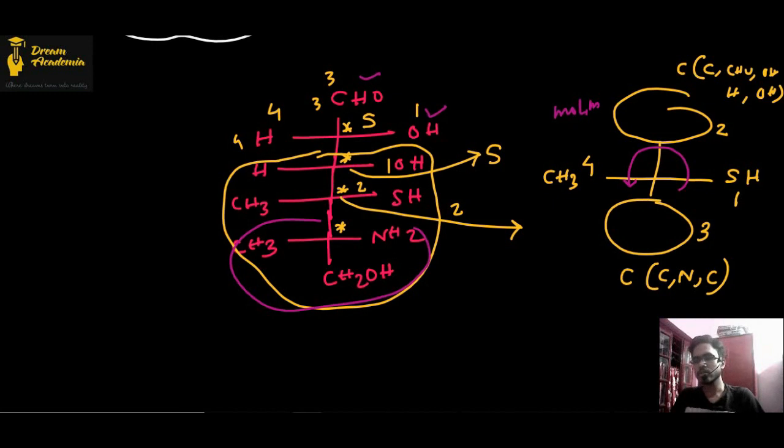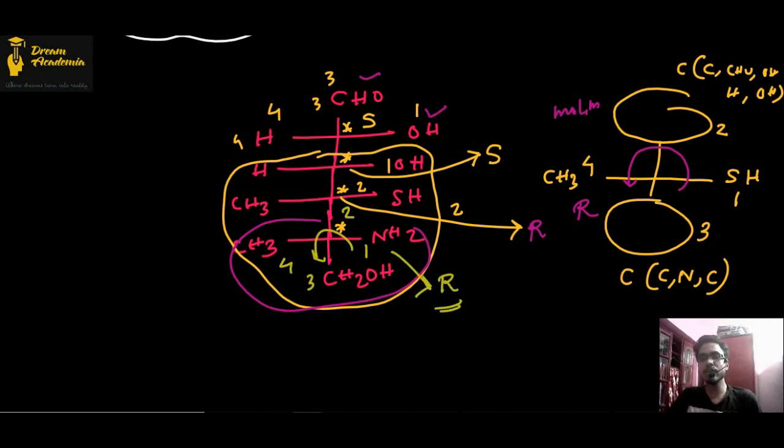So if you do it this way, you will get anti-clockwise rotation, which means S, but the lowest priority group CH3 is not in the vertical position, so this becomes R. So this becomes R. And similarly, the bottom one will also become R. You do this yourself. 1, 2, 3 or 4. The rotation will be like this, with 4 not in position. So S changes to R.